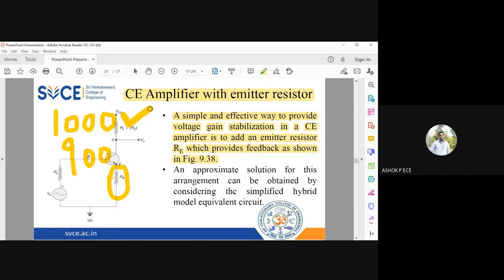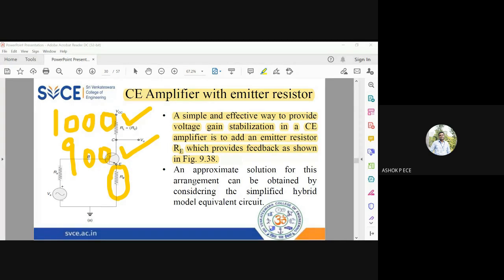In both cases stability is very good, but because of RE my stability is even more superior, and I see the drawback as power loss happening in my emitter resistance RE. So I cannot compromise on everything, right? Either you have to compromise on stability factor or you have to compromise on gain. But considering the fact that stability factor is even more important compared to gain, I still add this resistance RE, and I continue with the analysis of my common emitter amplifier.